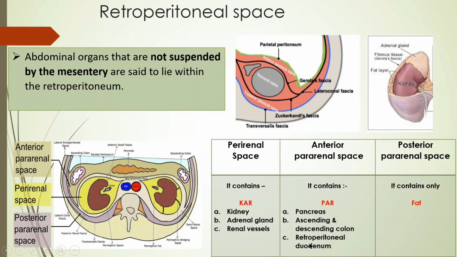I'll be explaining why I haven't mentioned it being completely retroperitoneal later in the video. So, moving on, the posterior pararenal space is bounded by the posterior leaf of the renal fascia and the transversalis fascia. Its medial border is formed by psoas major and quadratus lumborum muscles. And it's very easy to remember: this layer contains only fat.